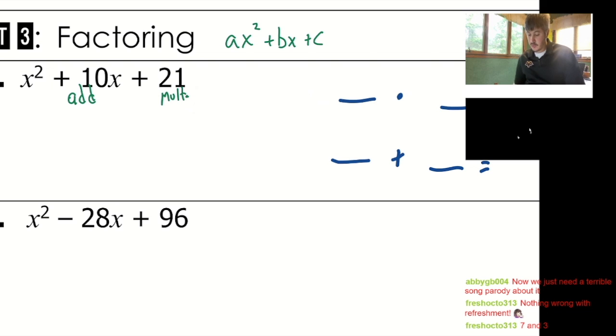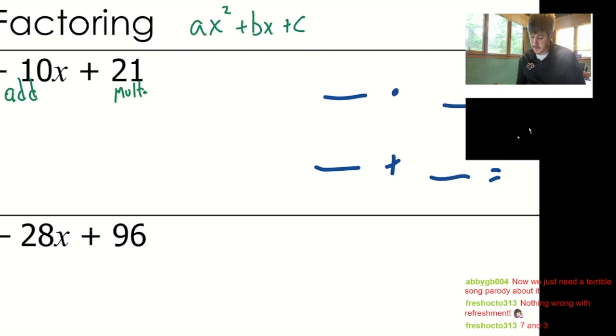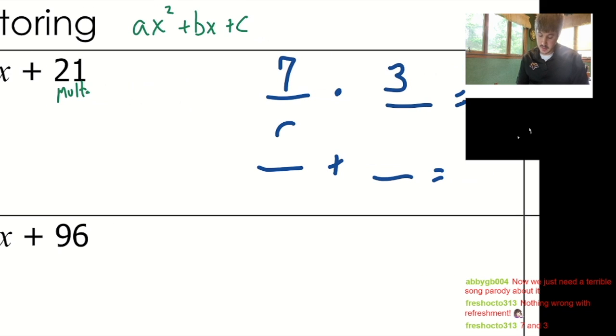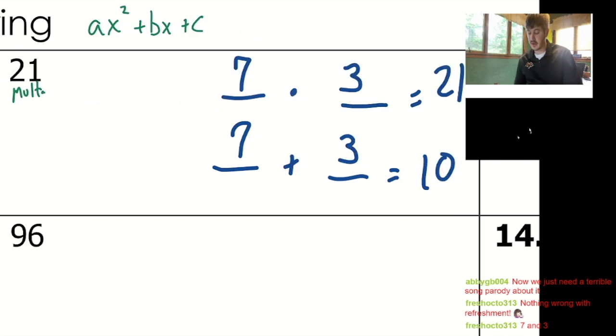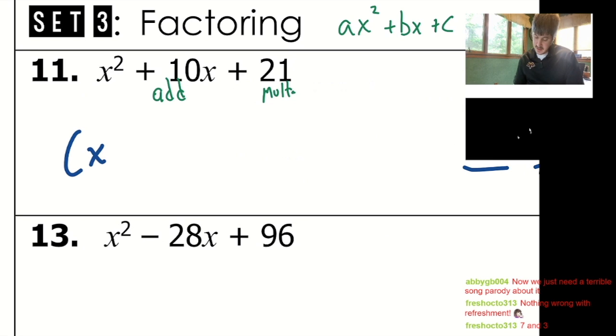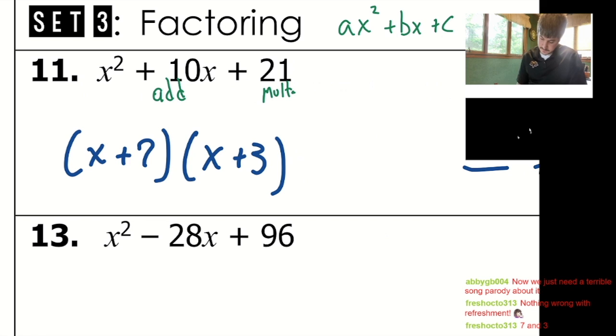So we want 2 numbers that multiply into 21 and then add into 10. Everything is positive too, which is great, which is 7 and 3. 7 times 3 is 21. 7 plus 3 is 10. It's 21, 10, which is exactly what we got. That tells me the factors are 7 and 3. So how do we write that out? x plus 7, x plus 3.